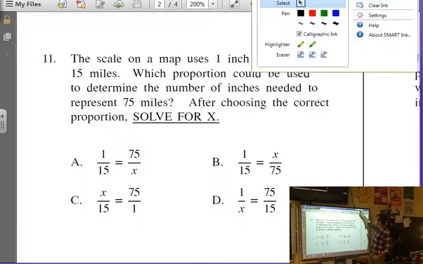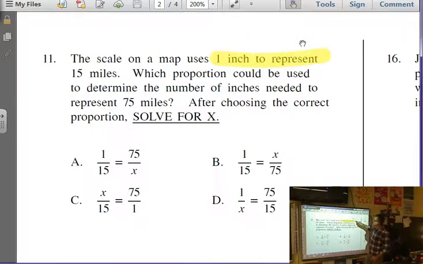We have that 1 inch represents 15 miles. So again, the easiest way to set this up is to keep that original ratio together on the same side of the proportion. 1 to 15, 1 to 15. Both of these look good, A and B. Here 1 to 15, here 1 to 15. D is right out, because my original proportion is on top, bottom, left, right, it is way too spread out.